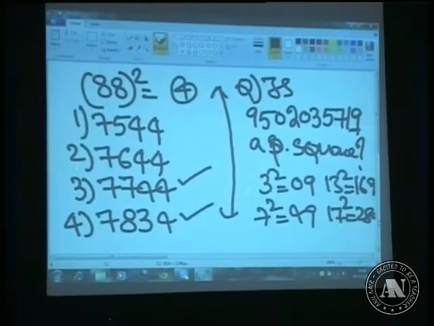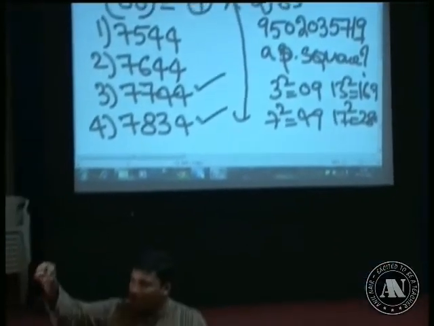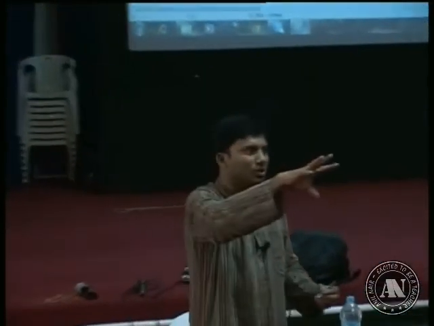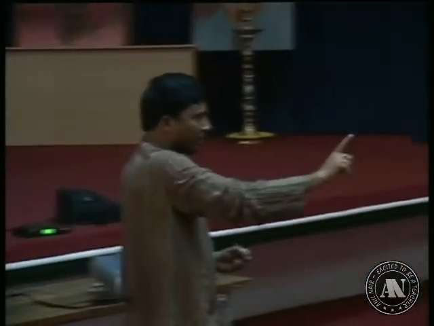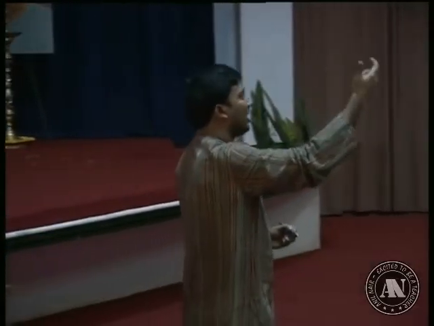Now, let us go back to what we started. a plus b whole square is nothing but a square plus 2ab plus b square. 2ab is the middle term. Any number multiplied by 2 becomes an even number. If I square a number to get 9 at the end, the unit digit of the number has to be either 3 or 7. Do you agree? 3 square is 9 or 7 square is 49. 2ab is even. b square will be from either 3 or 7.